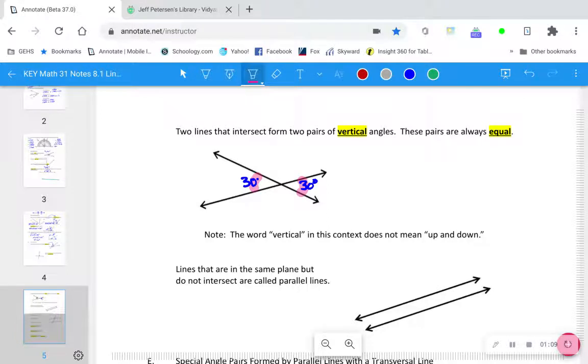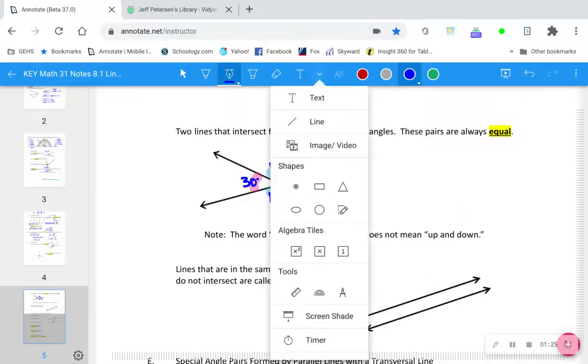But the other pair, I'm going to highlight in blue here, the other pair is across from each other like this. And these, in this case, this would be 150 degrees. And its matching one is across from it. The vertical angles are congruent. So let me highlight both pairs of these congruent angles.